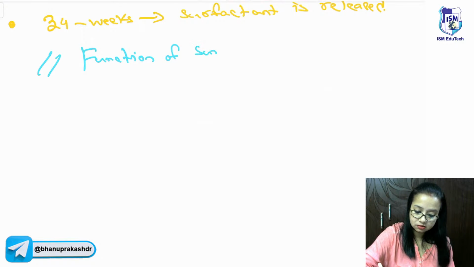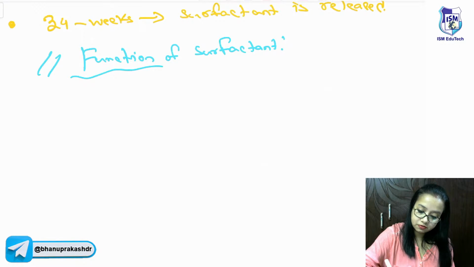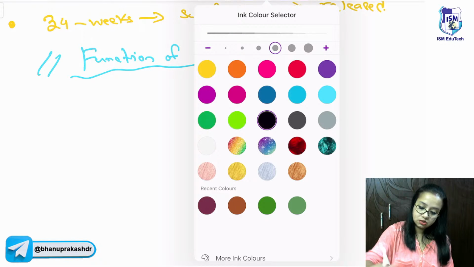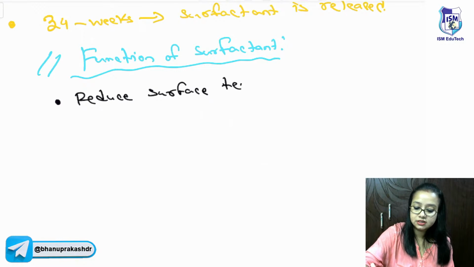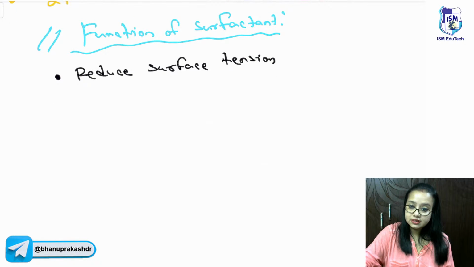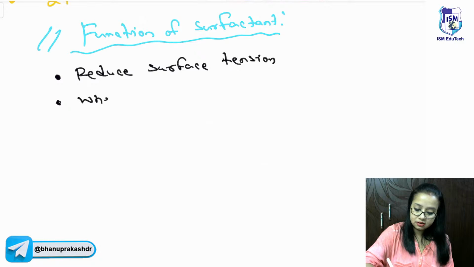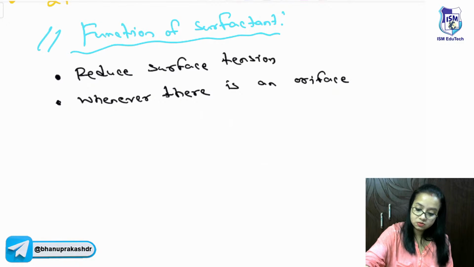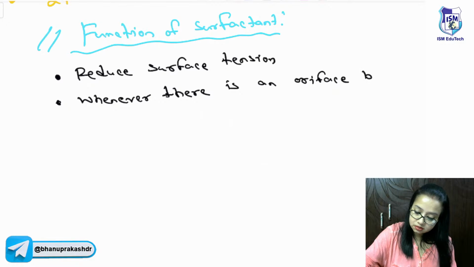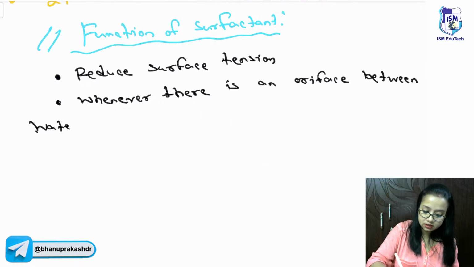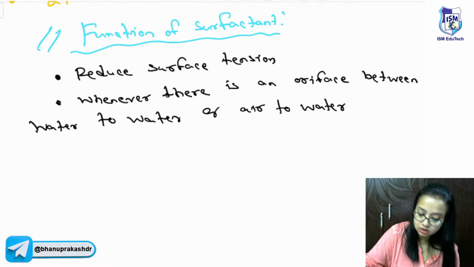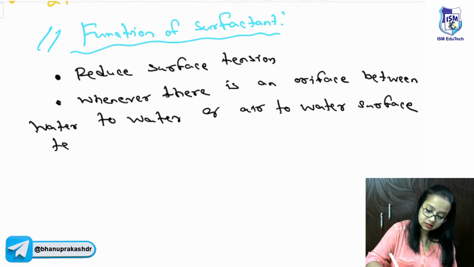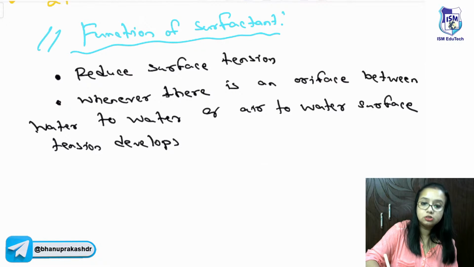Now, what is the main function of the surfactant? The function of surfactant is to reduce surface tension. Now, what is surface tension? Whenever there is an orifice, orifice meaning contact, between water and water or air and water, surface tension develops. This is the general thing.